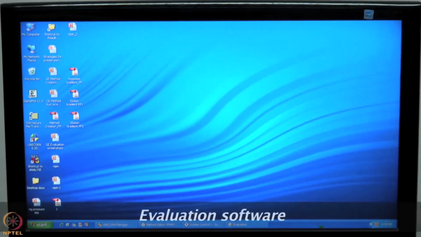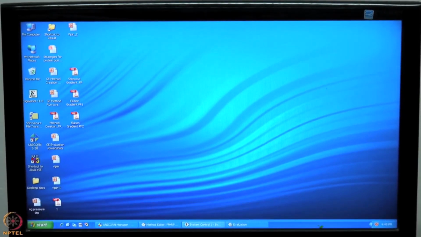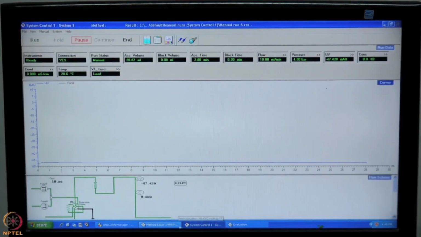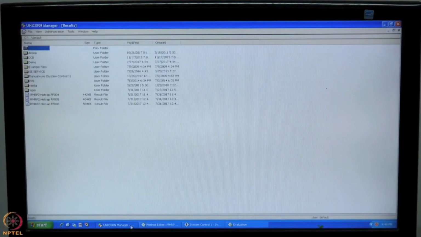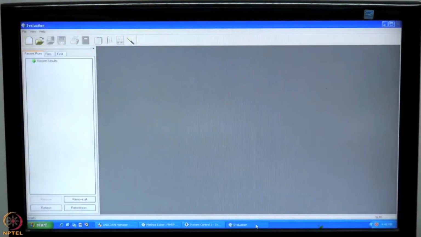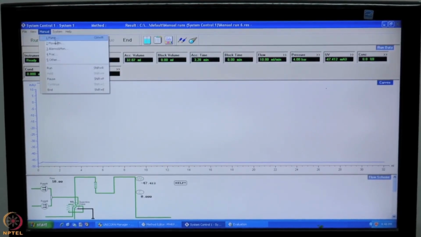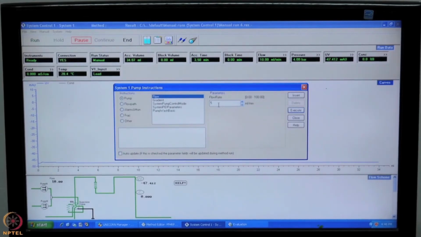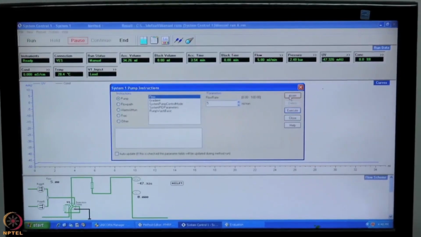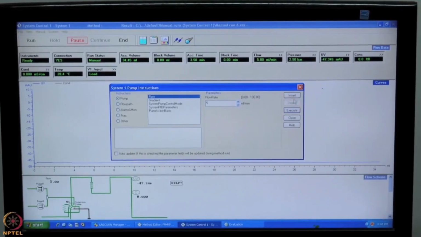We can control this FPLC system by using the Unicorn software. Once we click on the software, it opens the system control, the method editor and the Unicorn manager, and the evaluation also. Once you run your samples, you have to evaluate your protein, and you can do that here. Here I am going to system control to show how you can control the FPLC system. Go to manual and set the flow rate. If you put a flow rate of 5 ml per minute, just insert and then execute. Here you can see the change to 5 ml per minute.